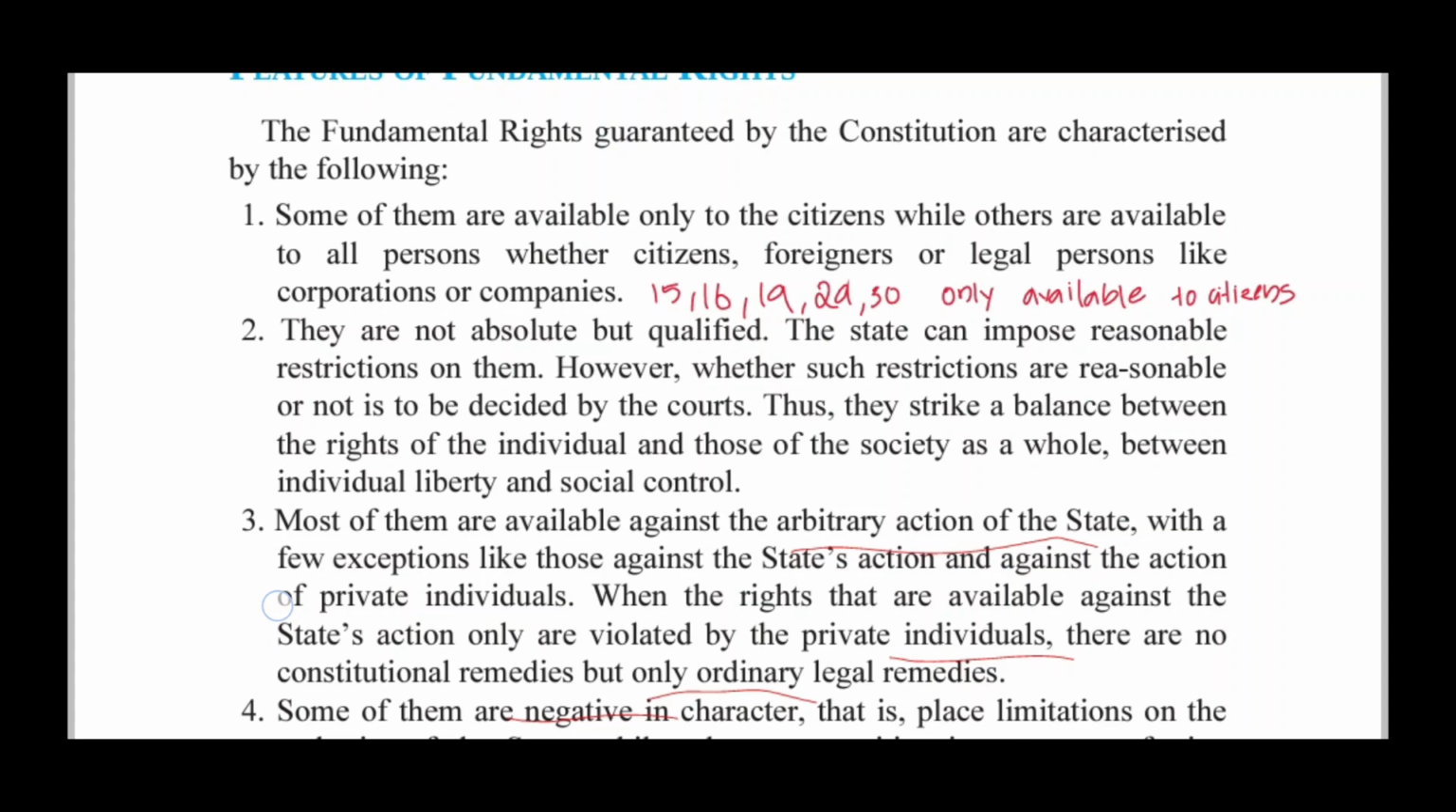So fundamental rights like untouchability can be available to a citizen against the arbitrary action of the state as well as against the private individual. Based on that we have this feature, which is some of the fundamental rights are available against the arbitrary action of the state, and some are against the action of private individual as well.